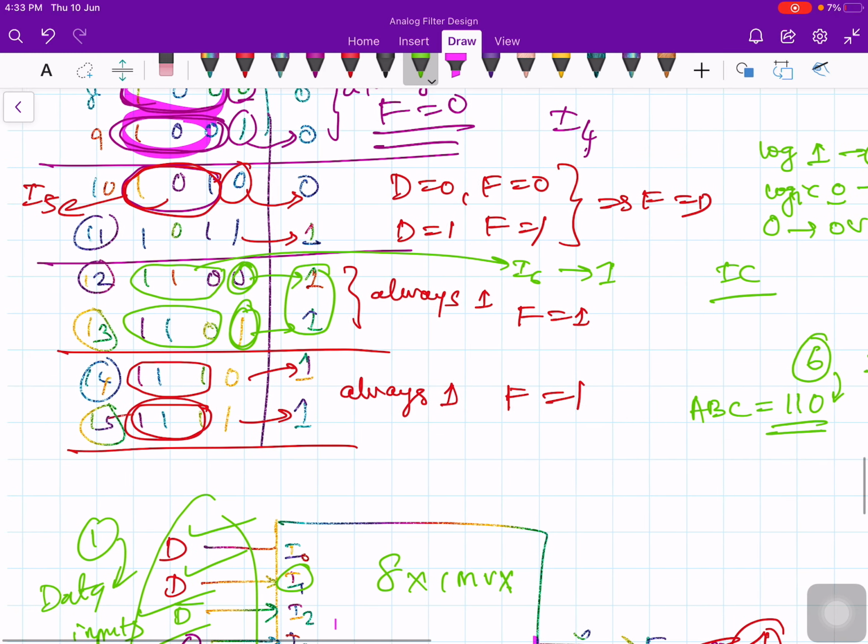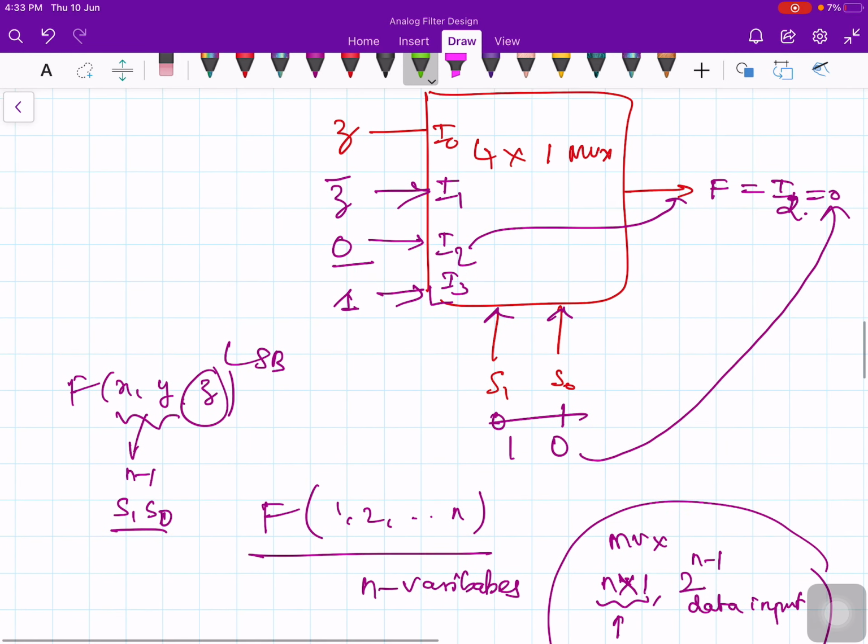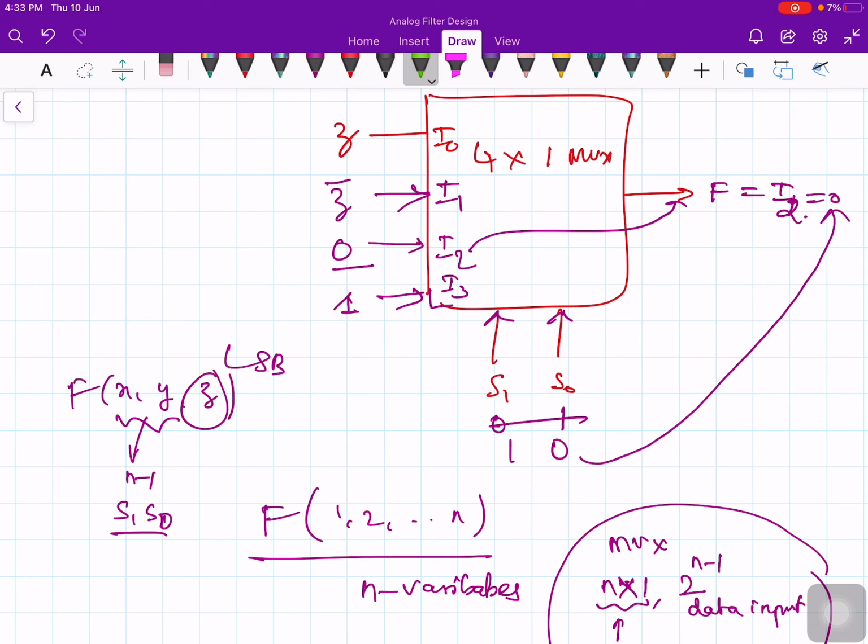Okay, so that's how one can implement a given Boolean function using a multiplexer. Let me stop here. In the next lecture, we will continue from here.